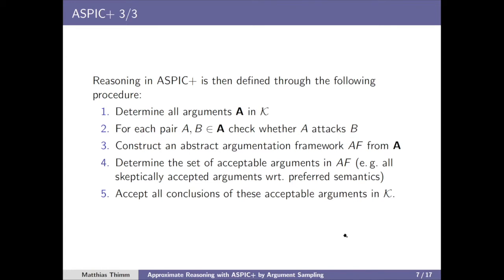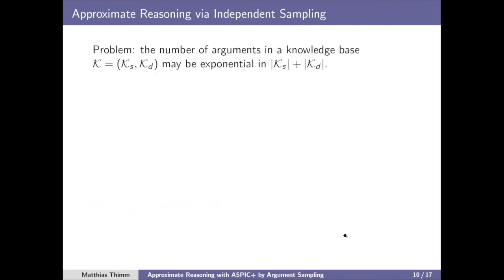It's not suitable for actually using this in working systems. Because what is the reason? Now, the main problem I already identified, the number of arguments you can have may be exponential in the number of rules you have. Because they are maybe quite complex rules, you can combine them in many different ways, and this may give rise to an exponential number of arguments.